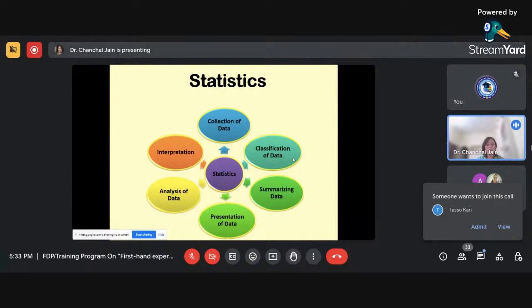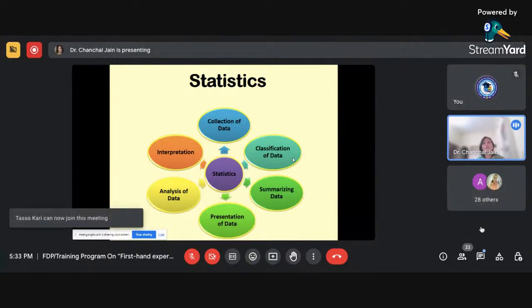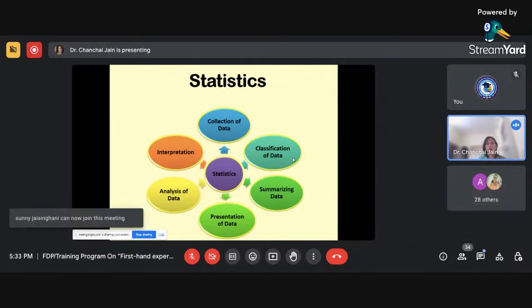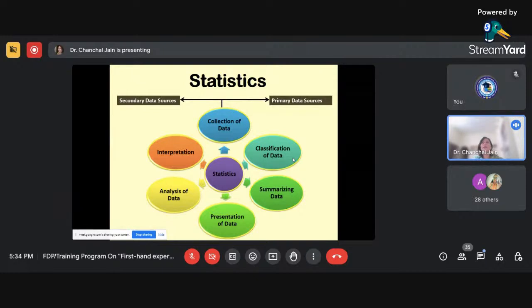So all these things which I have just told are the functions of statistics. The very first step in statistics is the collection of the data. Usually we can use two sources to collect the data: the primary source and the secondary source. Primary source means when we are collecting first-hand data, when we go into a field and collect the data, when the researcher is involved in the process of collecting the data. That type of source is known as the primary data source.